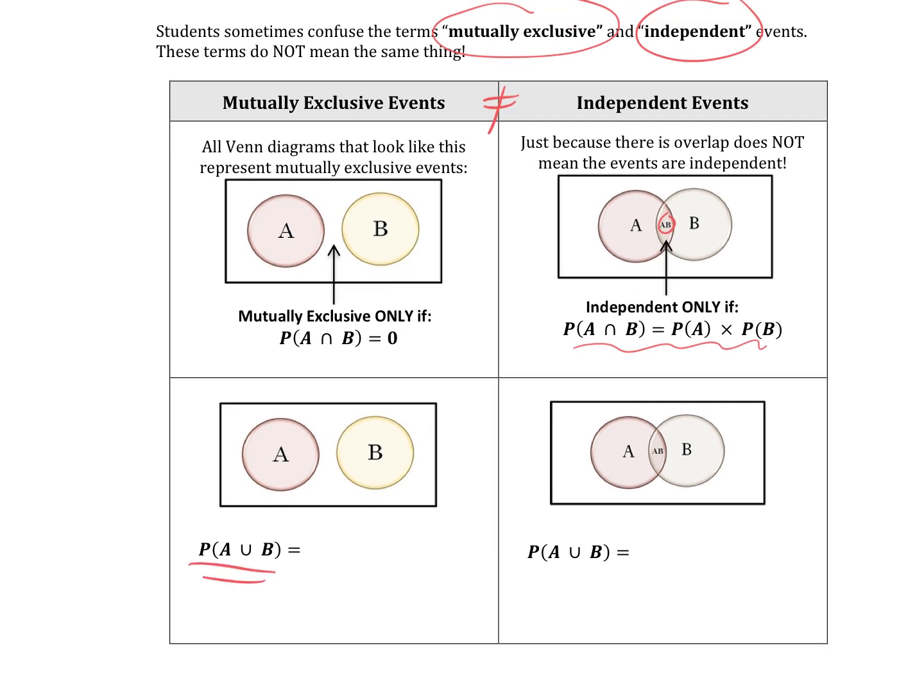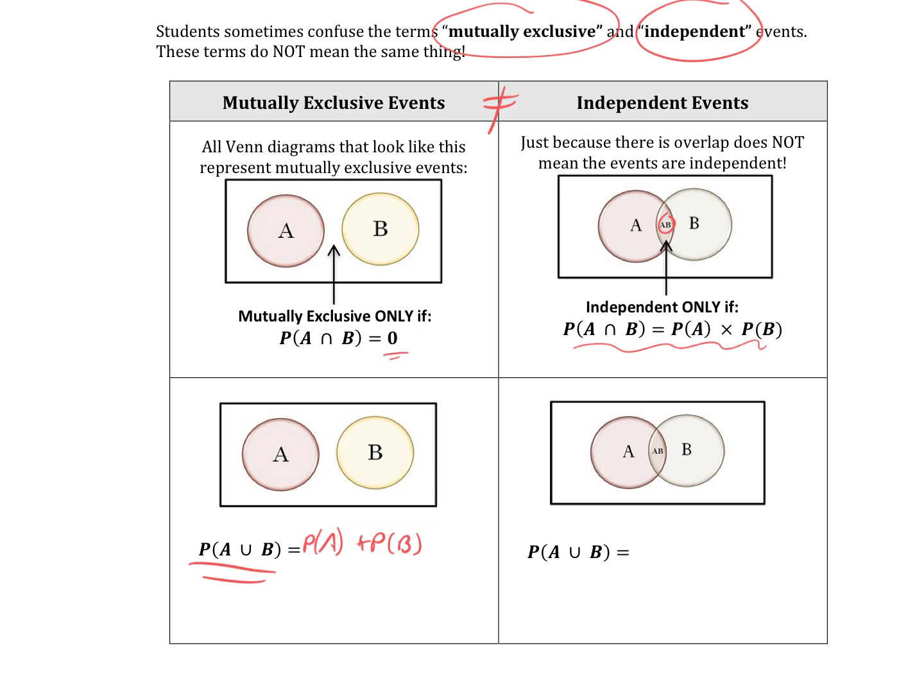What is P of A union B? What's the probability you're in A or B? That's just the probability of A plus the probability of B. The probability that you're in A and B, of course, is 0.